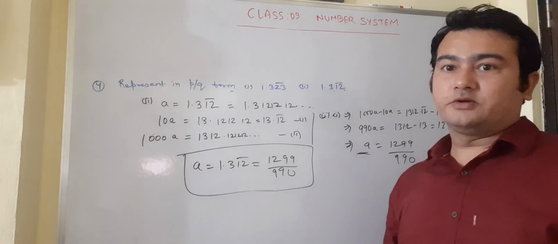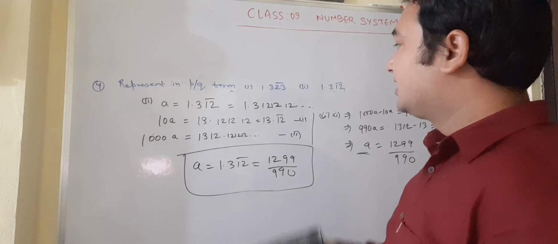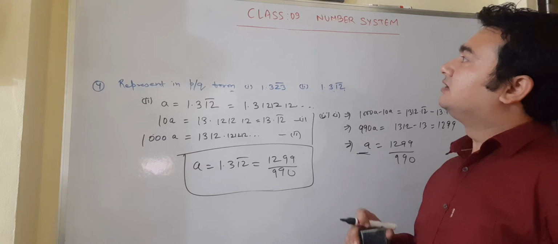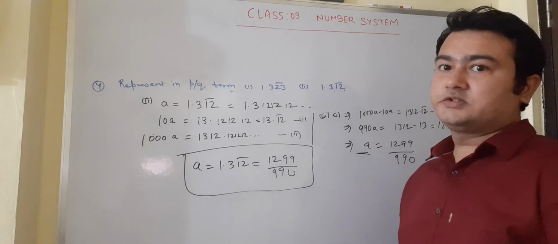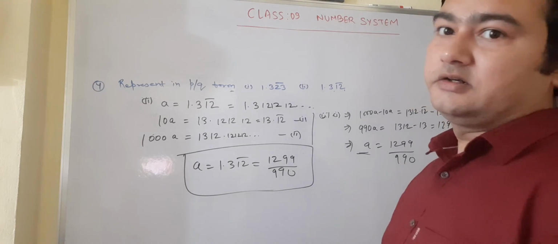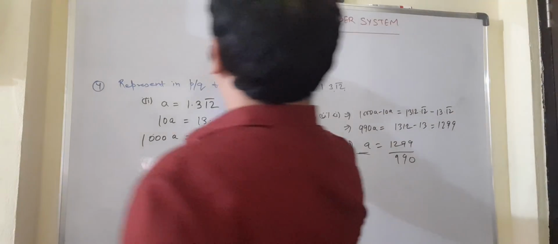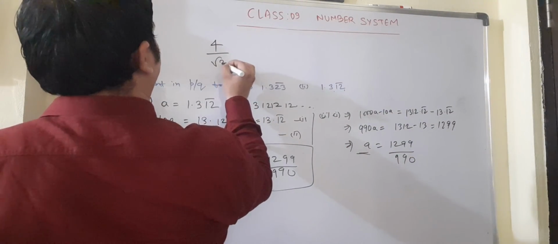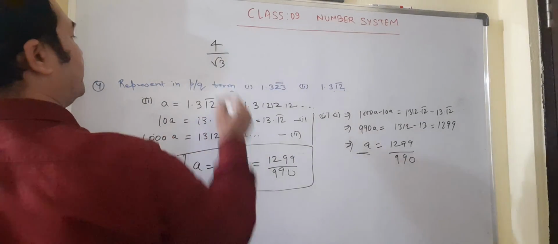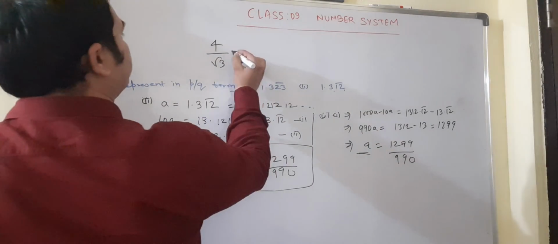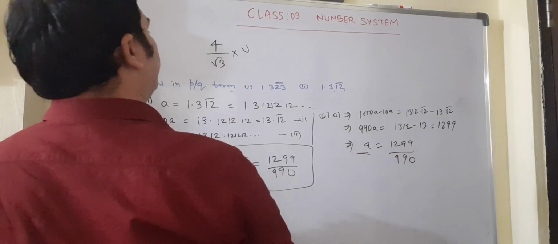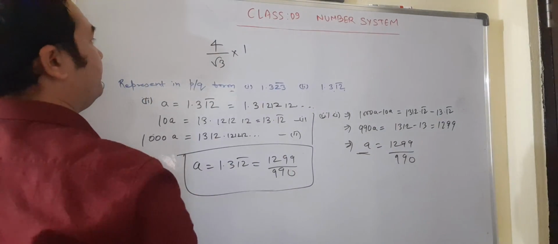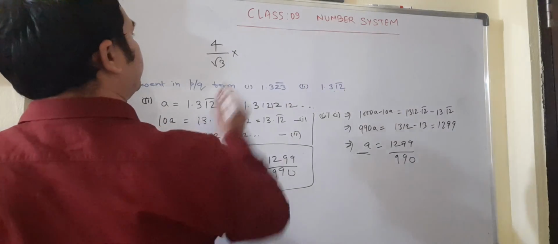Next we will study about rationalization. Rationalization is nothing but removing the roots from the denominator. Suppose you have 4 by root 3. I want to make this denominator free of roots. What we can do? We can multiply it by 1. Any number multiplied by 1 is the number itself. There is no change in the number. We can write 1 as root 3 by root 3.